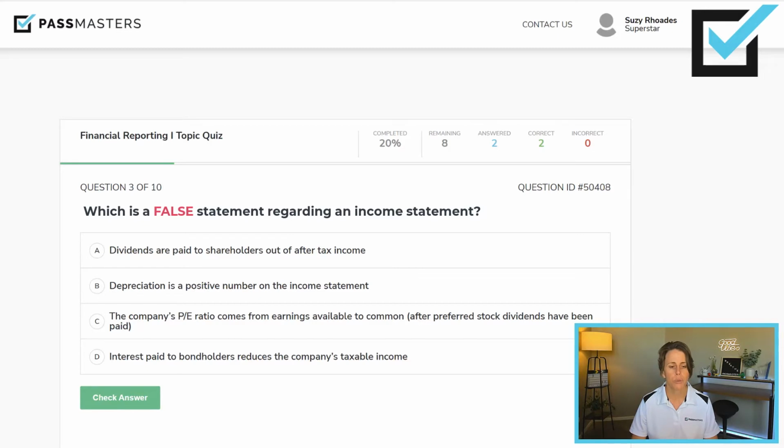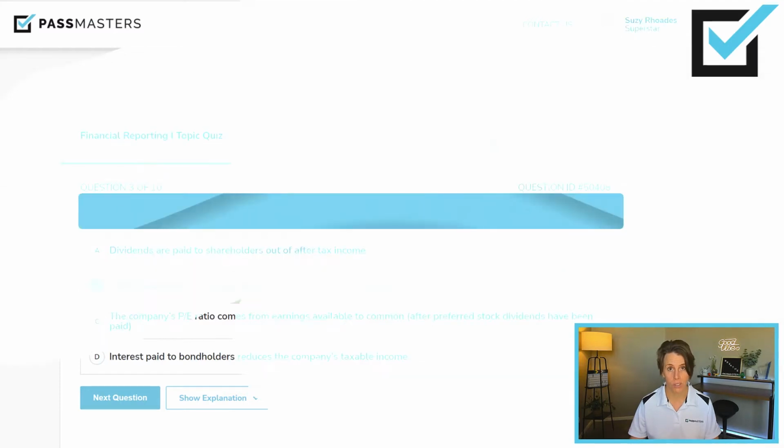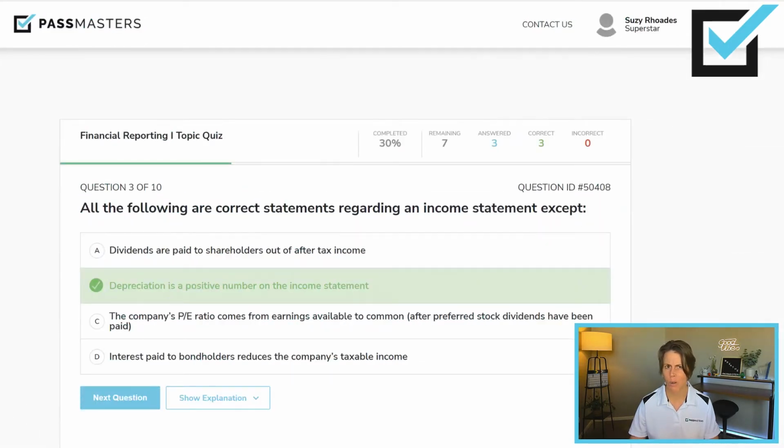So we have true, false, true, true. So depreciation is a positive number on the income statement. That is correct. It's really not a true statement, but it's going to be the right answer. So it's right because it's false. Be careful on the test. Don't let them trick you.